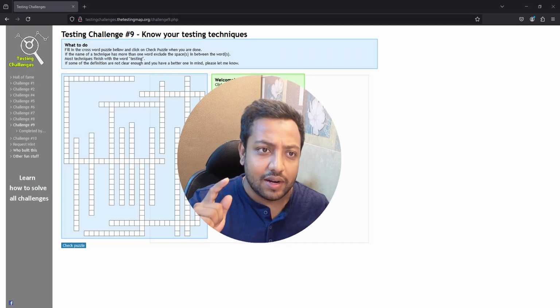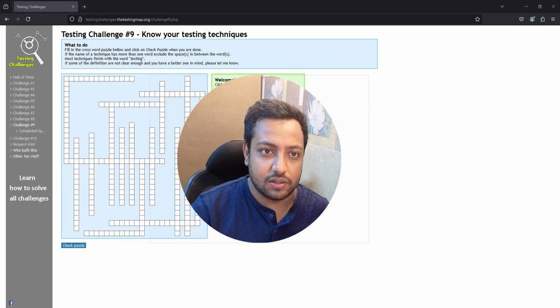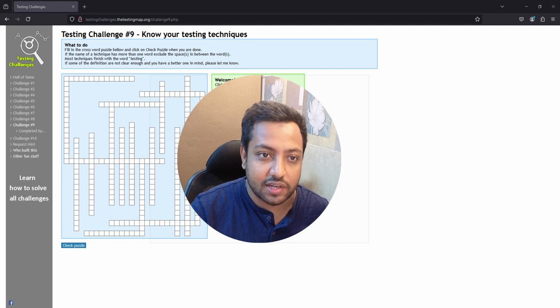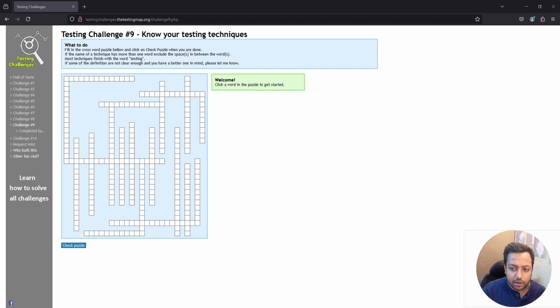Reached the ninth challenge of the testing challenge. The challenge is know your testing techniques. So, what you need to do in this challenge: fill the crossword puzzle below and click on check puzzle when you are done. If the name of the technique has more than one word, exclude the spaces in between the words. Most techniques finish with the word testing.